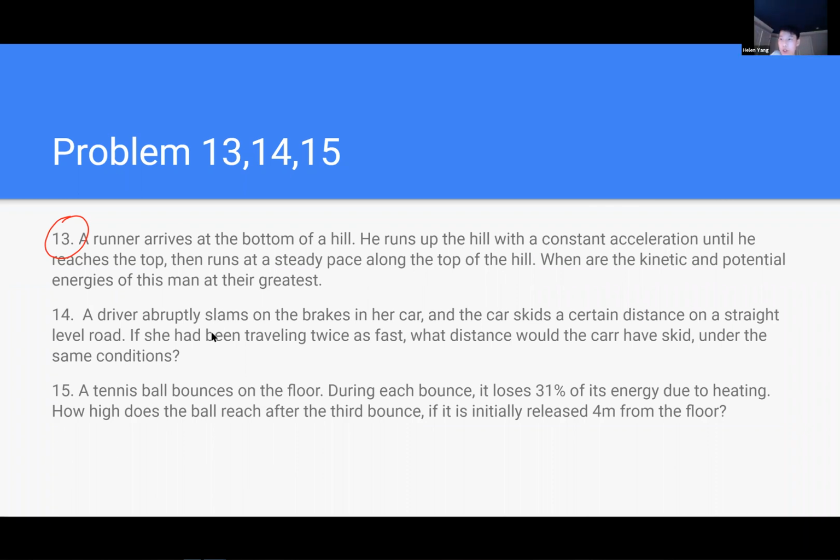All right, since it's almost 7:30, I'll just explain this question real quick. Basically, a runner arrives at the bottom of the hill, runs up the hill with a constant acceleration until he reaches the top, then runs at a steady pace along the top of the hill. When are the kinetic energy and potential energy at the greatest? Does anyone want to answer first?